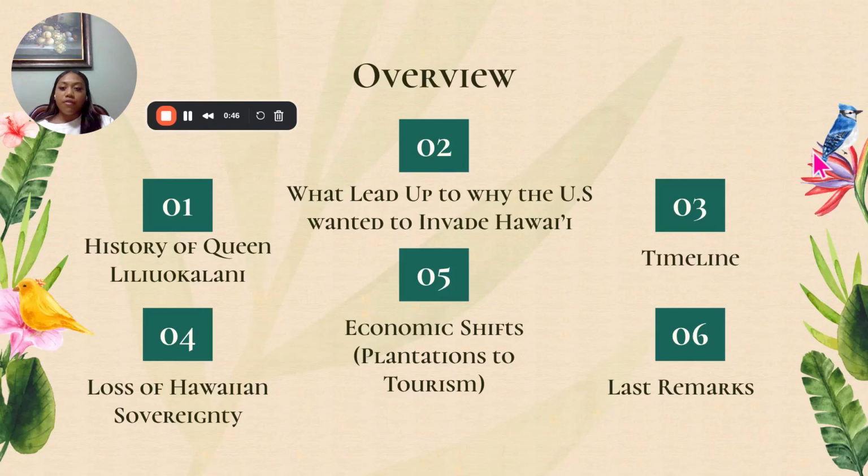Overview. First slide will be about the history of Queen Liliuokalani. The second, what led up to why the U.S. wanted to invade Hawaii. Third, the timeline. Four, loss of Hawaiian sovereignty. Fifth, economic shifts, plantations to tourism. And last but not least, my last remarks.